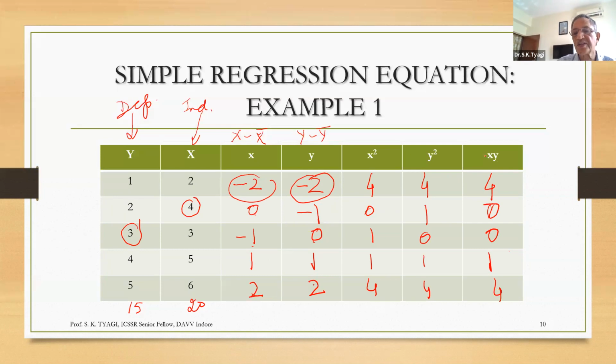Add up these three columns. So this is 10, this is 10, and this is 9. This sum is sigma x square, this sum is sigma y square, and this sum is sigma xy. Now we are ready to find out the regression equation.